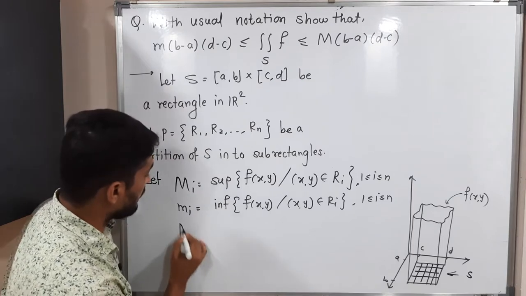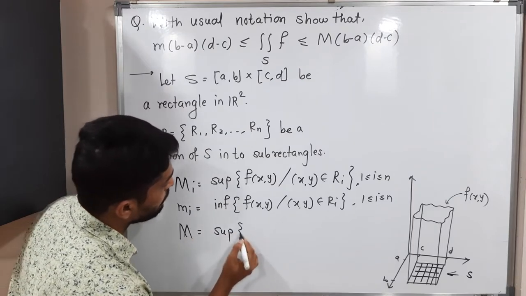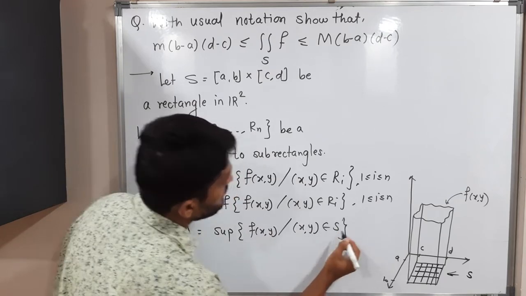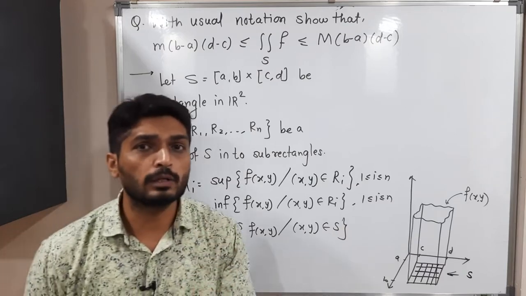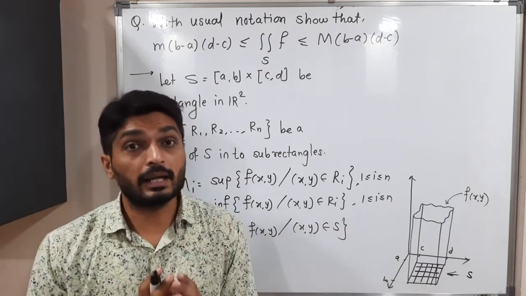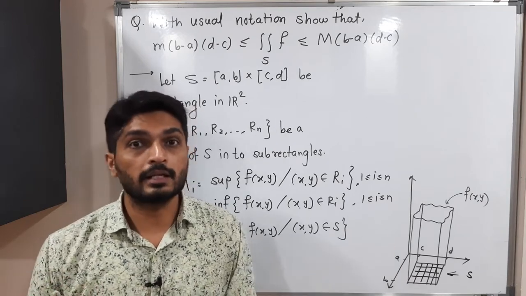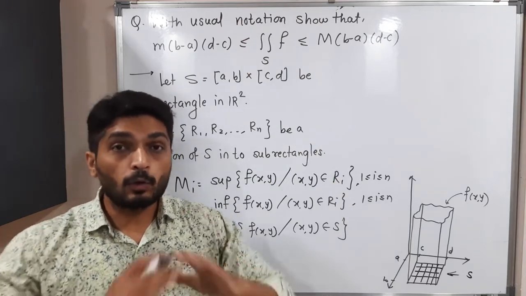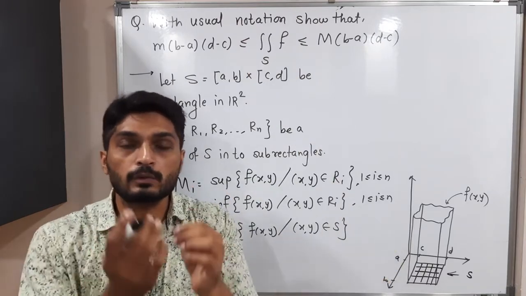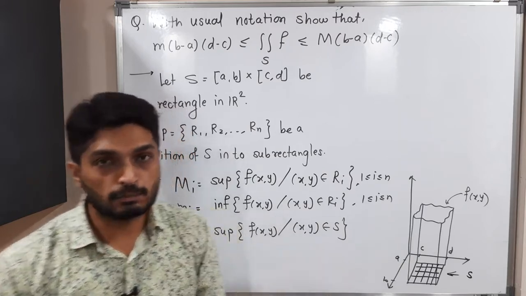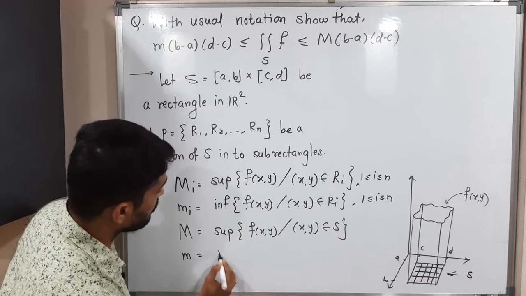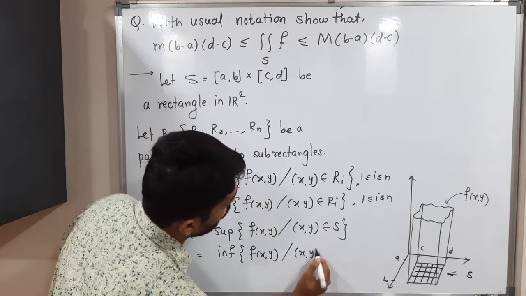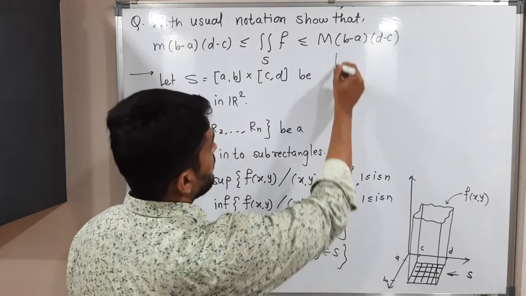So after that, we define capital M, which is equal to the supremum of f of xy, where xy belongs to S. Here we considered that subrectangle only, but here we consider the entire rectangle S. Over the entire rectangle S, the function will have some largest value, that will be capital M, and some lowest value, that will be small m. Let me mention here. So small m is equal to the infimum of f of xy, where xy belongs to S, right?